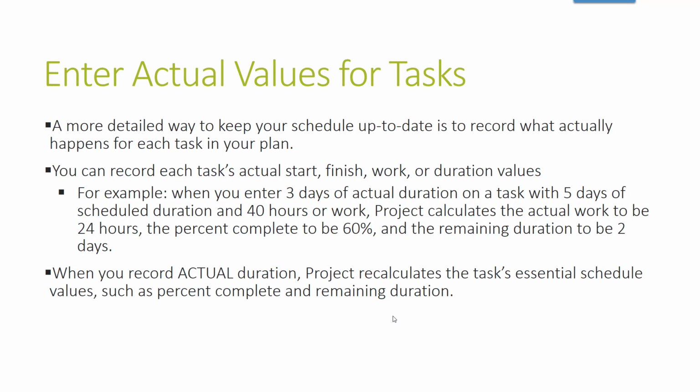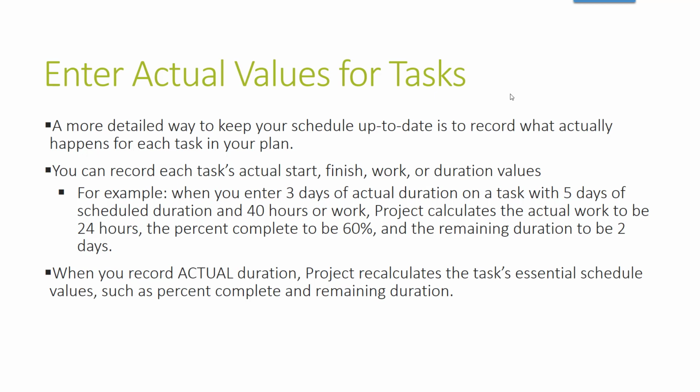Okay. Third way, enter actual values for a task. So this is a more detailed way to keep your schedule up to date. So this would be the third way. And that's to record what actually happens for each task in your plan. So you can record each task's actual start, finish, work, or duration values.